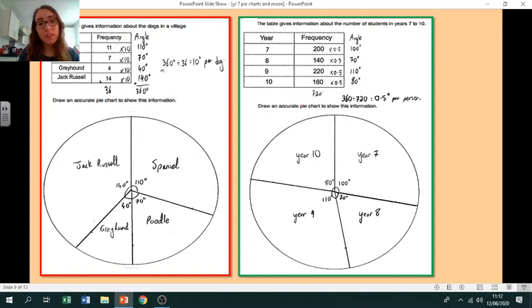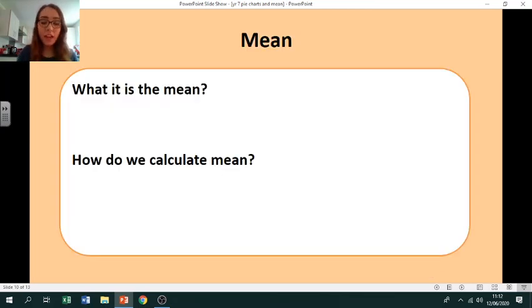The second one then, a little bit trickier, because you actually ended up with a bigger number than the 360. You got 720, which means that you actually needed to halve every frequency this time, or times it by 0.5, which just means the same thing. Okay, so they're the angles that you should have got there on the screen. Well done if you did get that right. So that's pie charts done then. You should be able to answer your pie charts questions now.